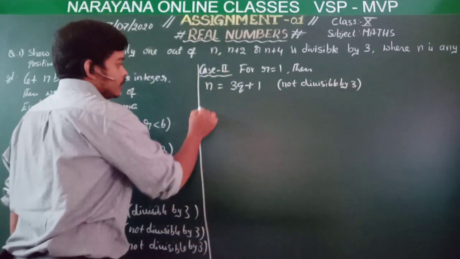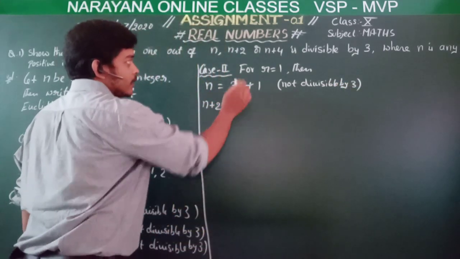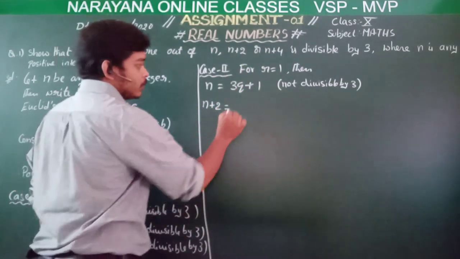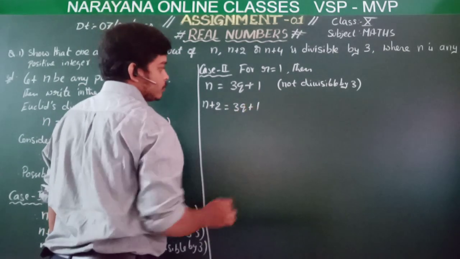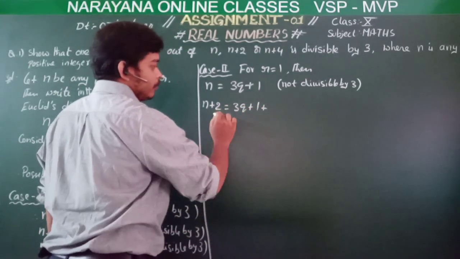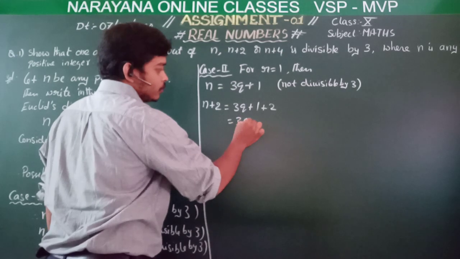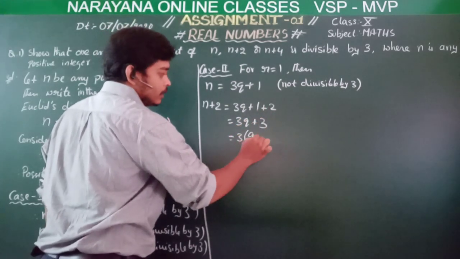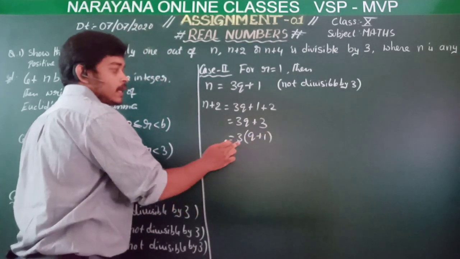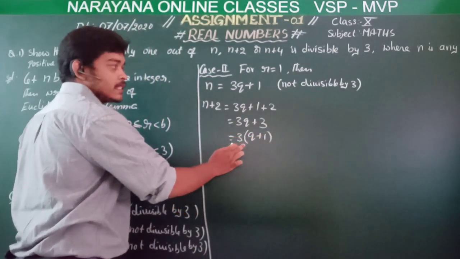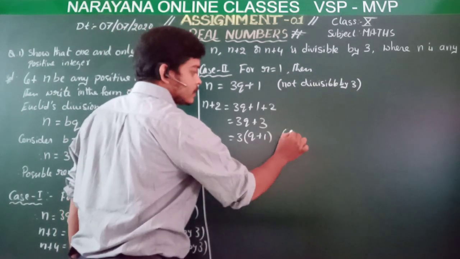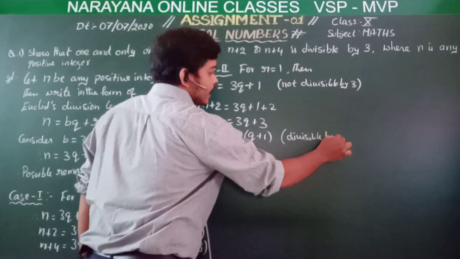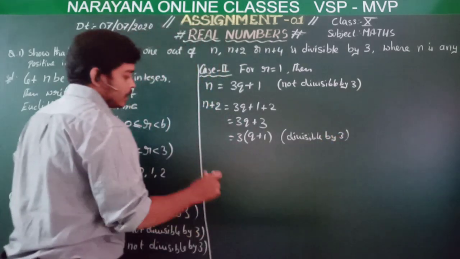Now n plus 2, second, n plus 2. So in place of n we are substituting 3q plus 1. So 3q plus 1 plus 2, so 3q plus 1 plus 2 is 3q plus 3. I am taking 3 as common, then q plus 1. See here children, 3 is out, so now it is divisible by 3.